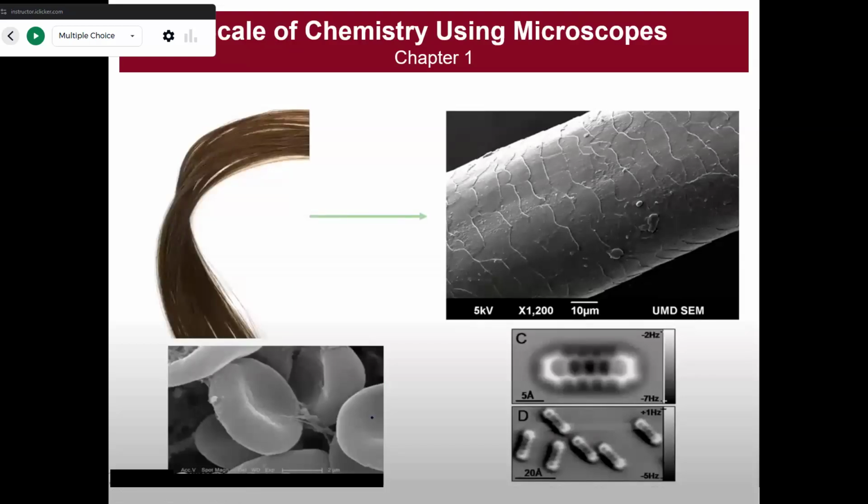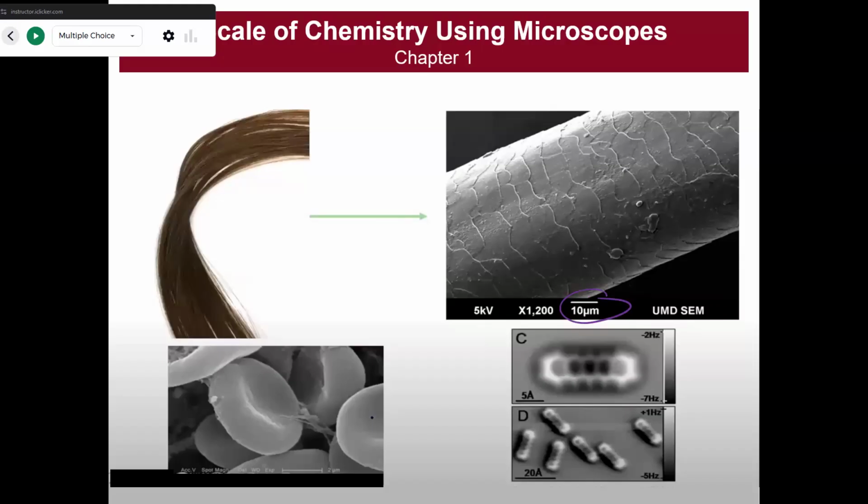So the scale of chemistry using a microscope, like I said, you can look at a human hair and see the width of a human hair. Regular hair, that's the picture on the left at the top. Hair under a microscope, that's the picture on the right on the top. And you can see the scale bar on the picture is 10 micrometers. So it's about 100 micrometers across.